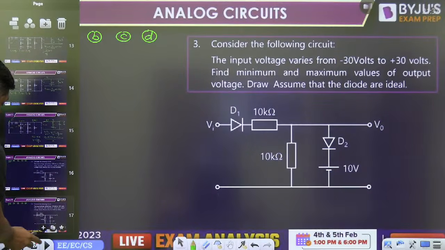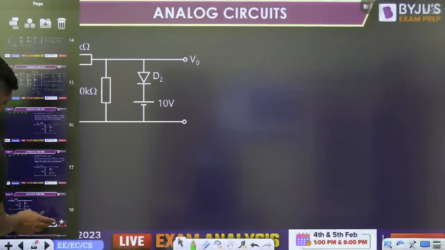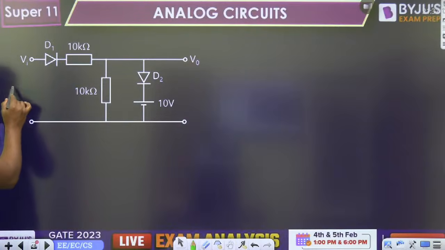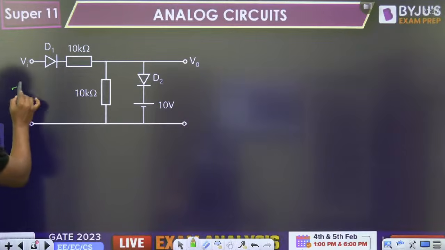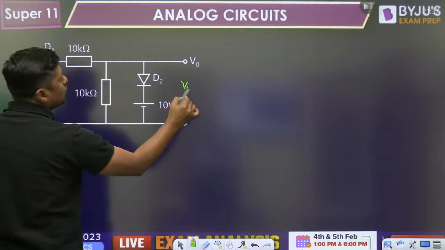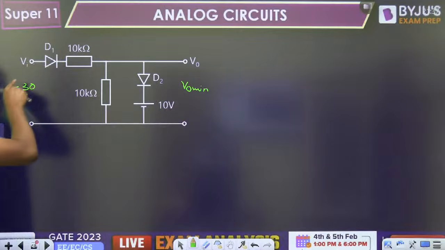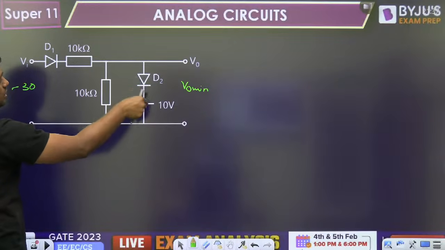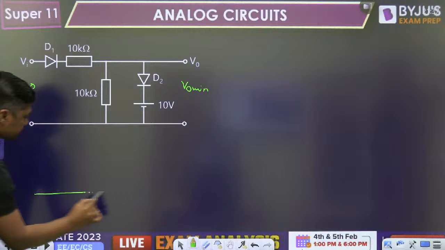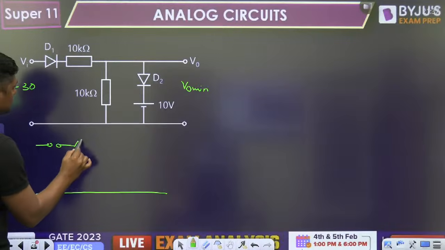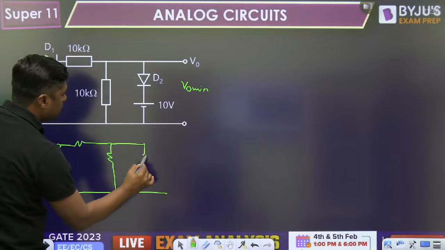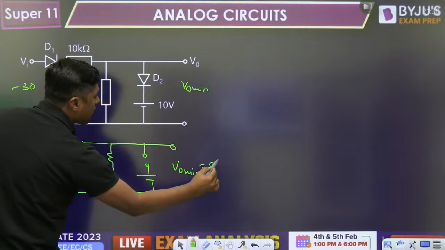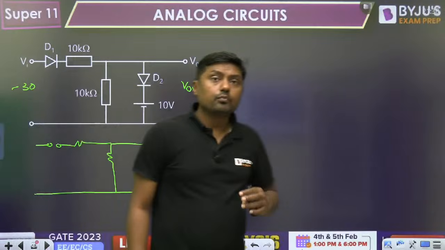Now, 1 minute. So what is the approach? Okay. What is the minimum value? Minus 30. Put minus 30 here to find the minimum value of the output. Then because of this minus 30, this diode is off. And because this is negative 10 volt, this diode is also off. Both are off. Give me the answer. What is the output voltage? 0. So minimum output voltage is 0 volt.